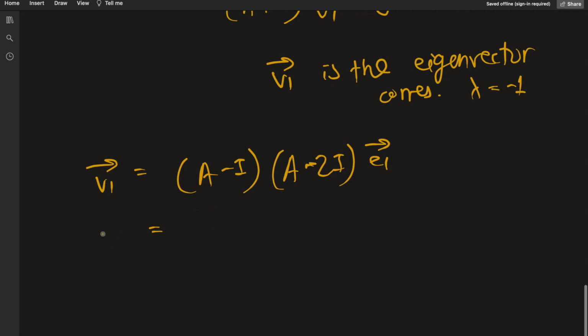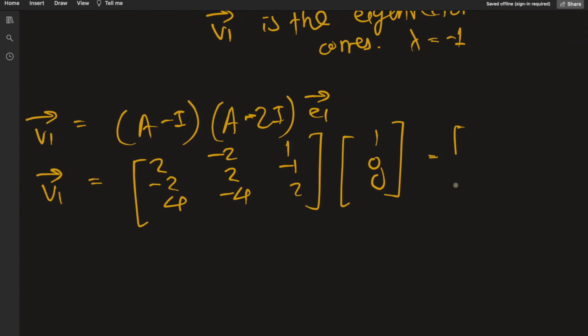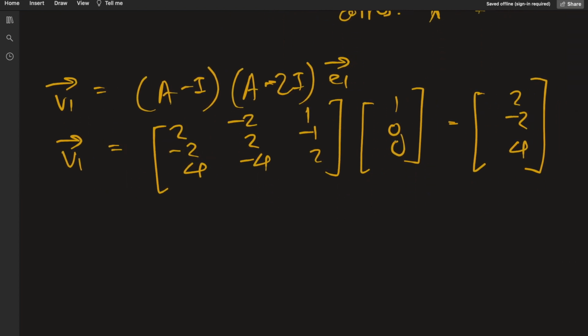I'm going to skip ahead. This product is basically 2, negative 2, 4, negative 2, 2, negative 4, 1, negative 1, 2, 1, 0, 0. So just take the first column and you have 2, negative 2, 4 as the first eigenvector corresponding to lambda equals negative 1. Now notice all these columns are linearly independent. You could have just picked any column and it would have been an acceptable eigenvector, because as I said, you can take any scalar multiple of V1.